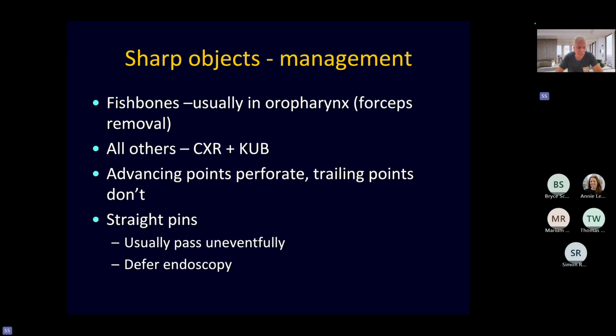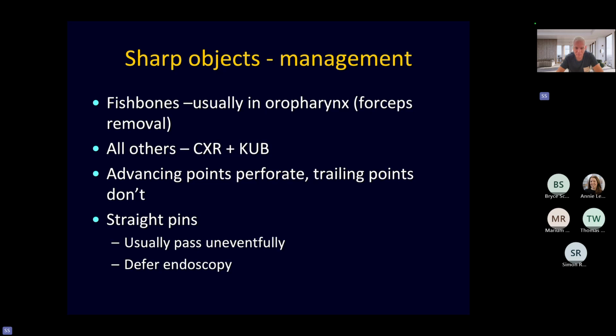It's in the stomach. He's got a 1-inch screw in the stomach. Get it out. He's going to perforate. Yeah, it's probably going to pass without perforation. Why? Screw in the stomach has a smooth end and a sharp end, and it'll just tend to get through the pylorus and make its own way on through. Right. Advancing points perforate, trailing points don't. And when you ingest a screw, the head of the screw is always the advancing point.